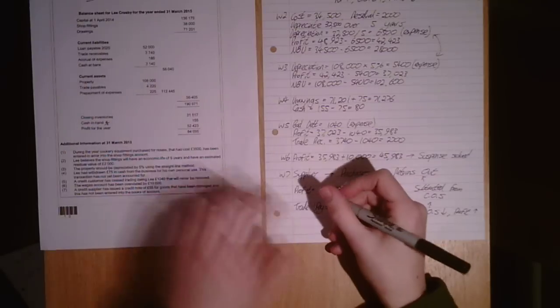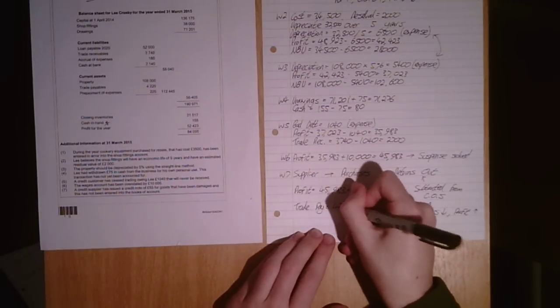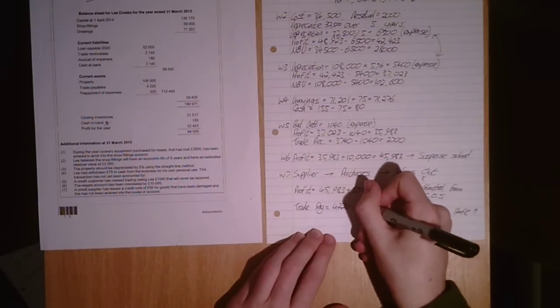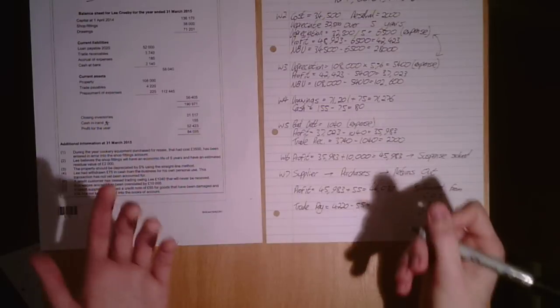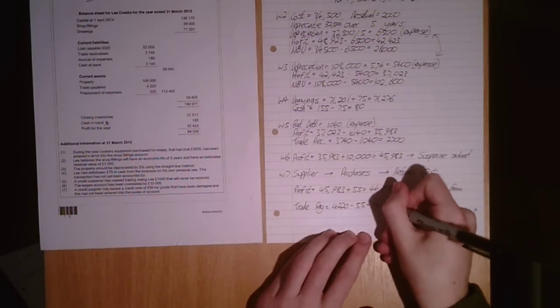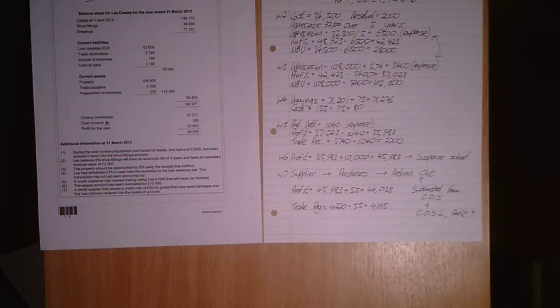So where's our trade payables? 4,220. I'm just going to take away 55. We don't owe them the money for these goods anymore. They have them back. Easy as that, isn't it? So there's all your workings. Now let's just put the balance sheet together.